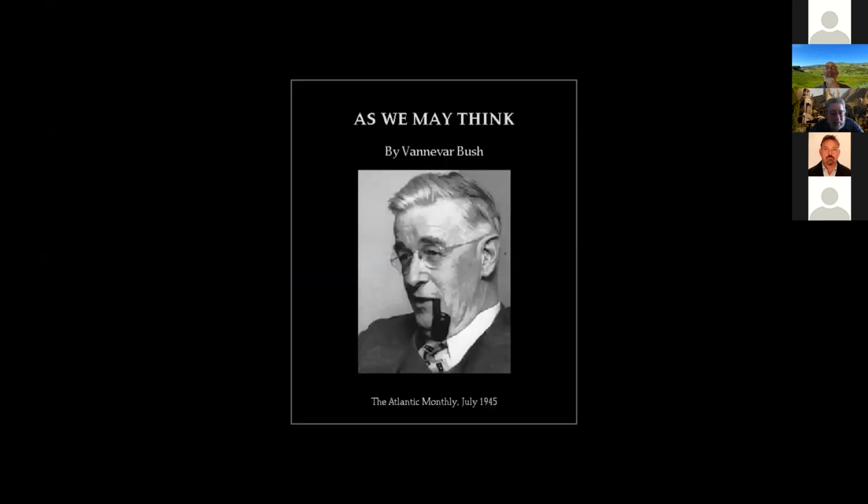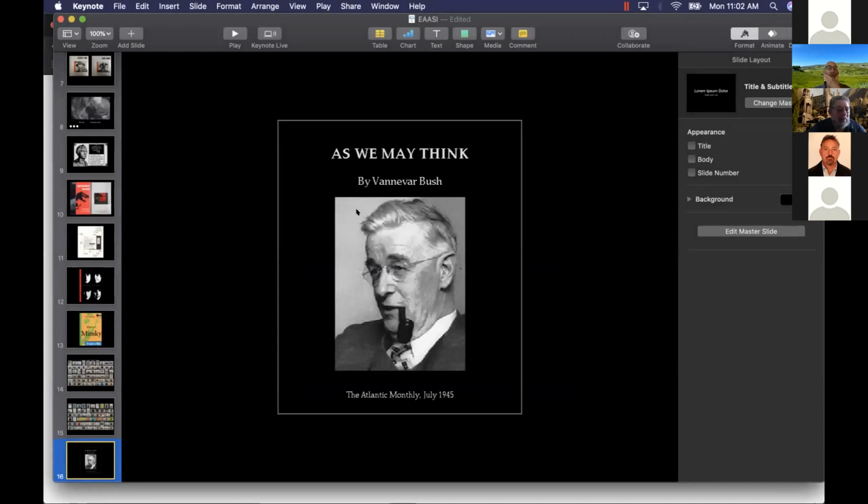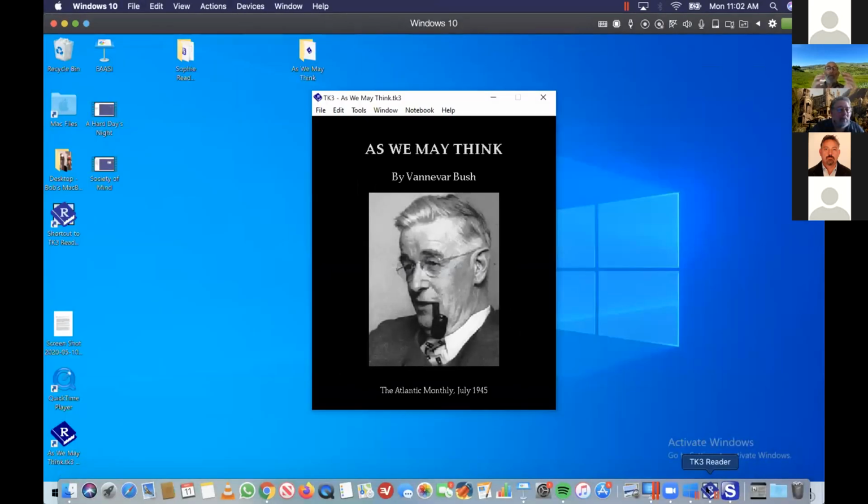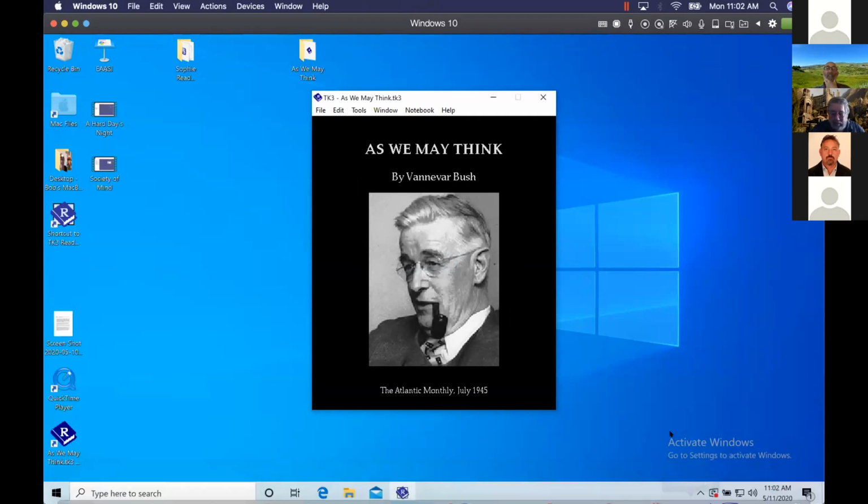To finish, I just want to show you two things that came later. What's interesting about what I'm going to show you is not the thing itself, but how it was made. This was made in a tool that we made in late 1999 called TK3, and it's an electronic book that I put together in just a couple of hours.